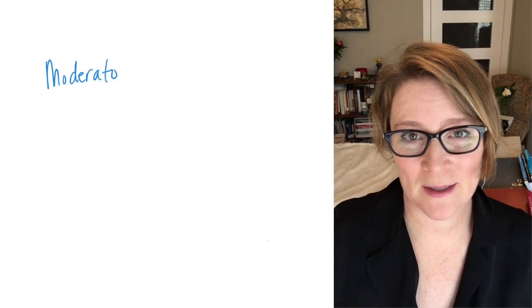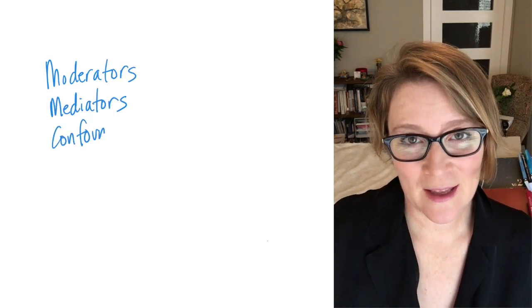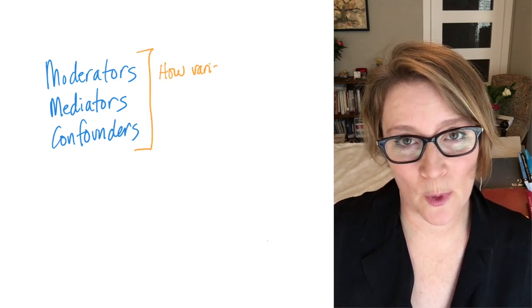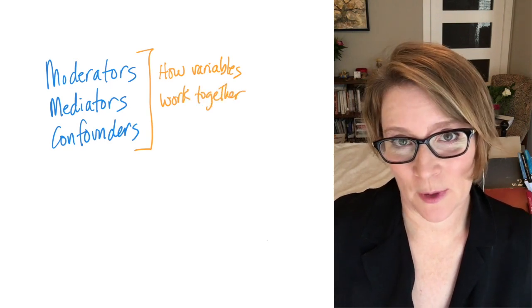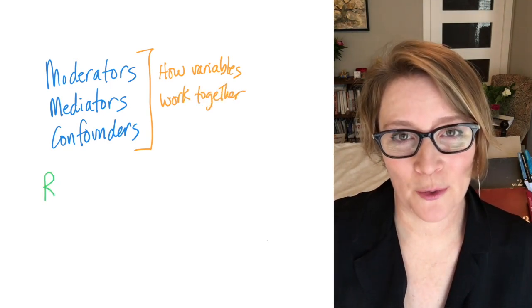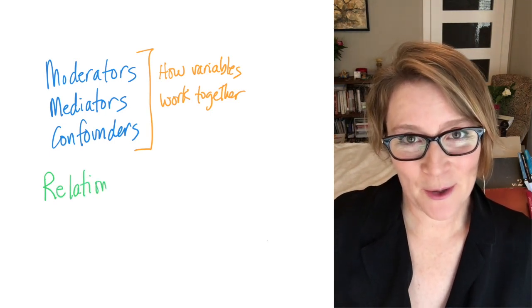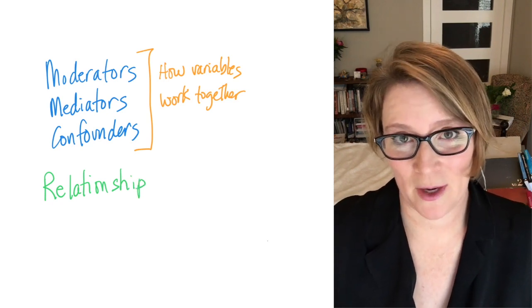Hi, in this video, we're going to talk about your three new best friends: moderators, mediators, and confounders. These three things are talking about how many variables work together. So think about them as different types of relationships. You know, on your Facebook status, you can pick a relationship. Moderators, mediators, and confounders are relationship statuses between variables.